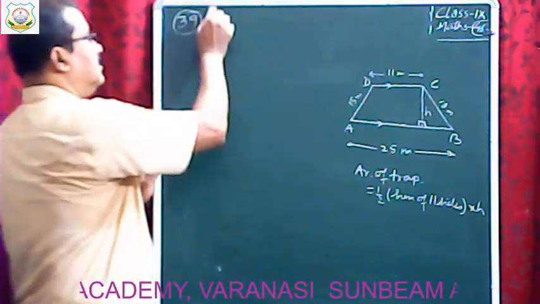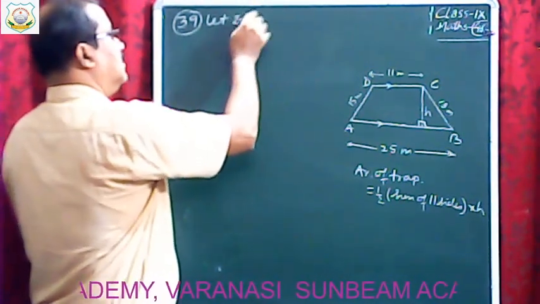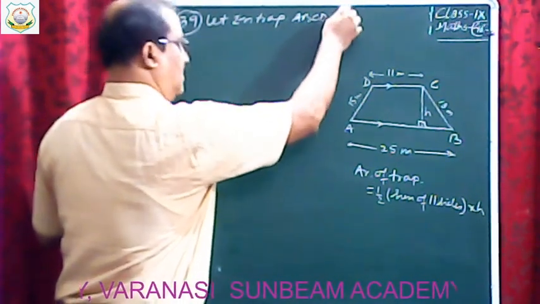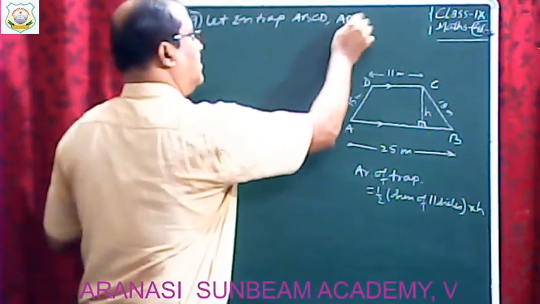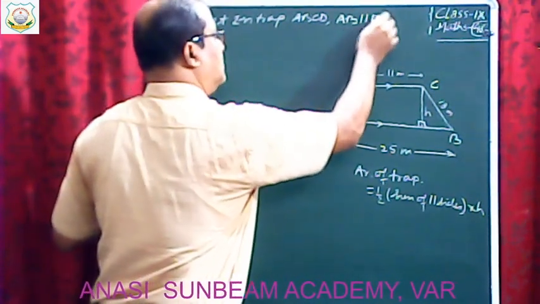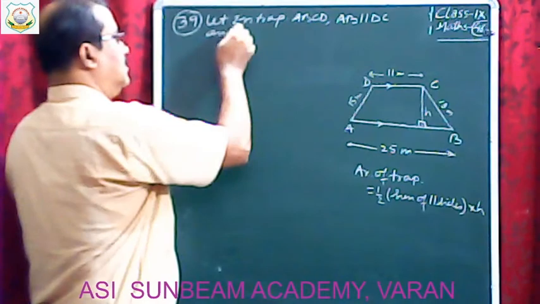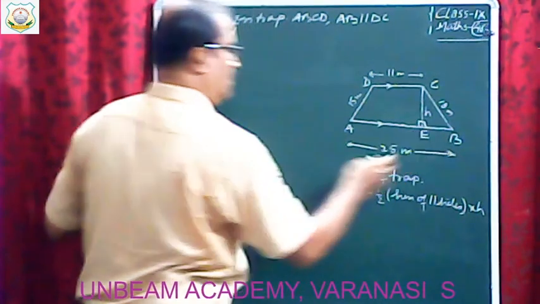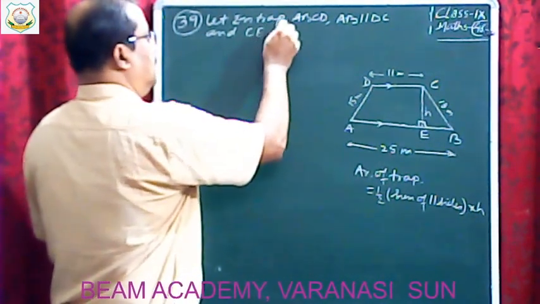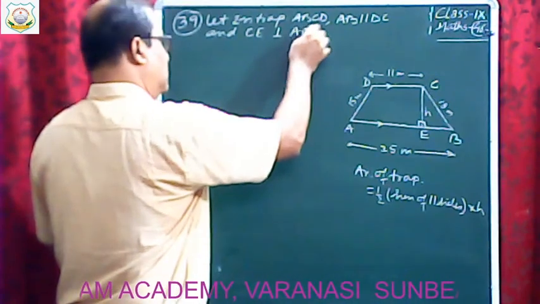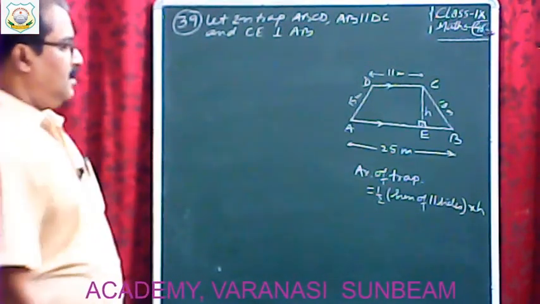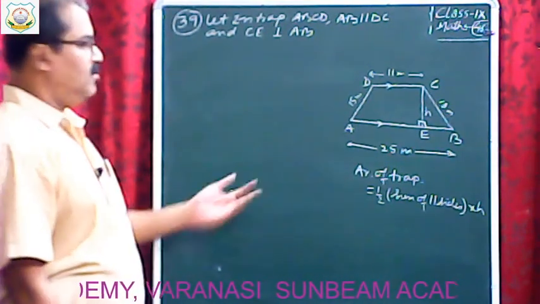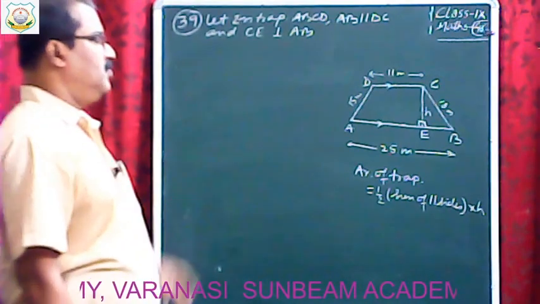Okay, so let in trapezium ABCD, AB parallel to DC and CE perpendicular to AB. Okay, you have to find out height H, thereafter you have to proceed. So what you have to do, some geometrical work. Okay, some geometrical application you have to follow.